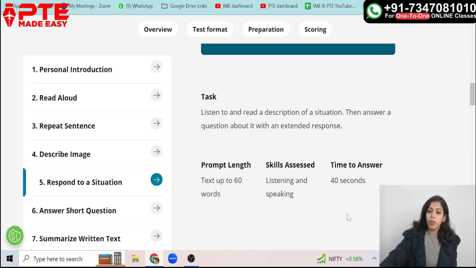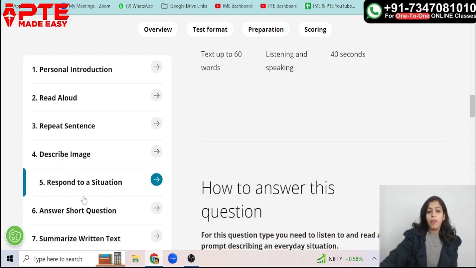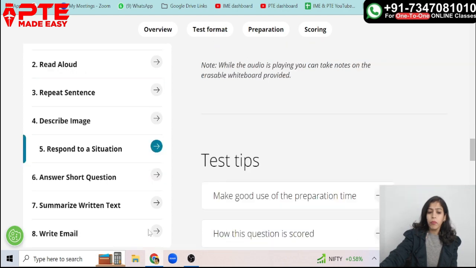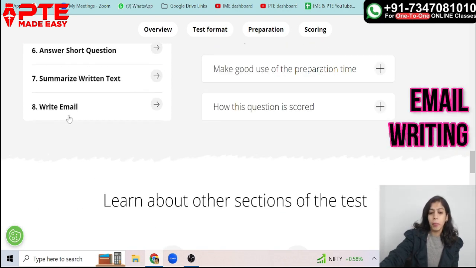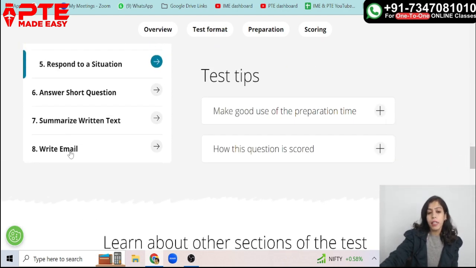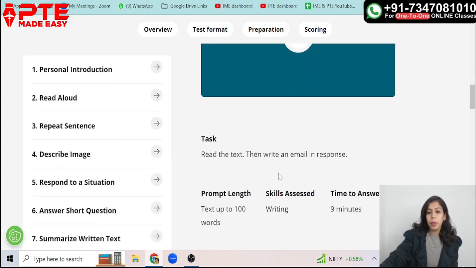but you have to give an extended or elaborative response. Now, apart from this, we have the next one, that is write an email. Instead of writing an essay, here you have to write an email. And when we are talking about writing an email, it is clearly visible that for working people, for persons who are looking forward to migrating abroad for work purposes, they should be able to write an email effectively. That's why here we have writing an email.